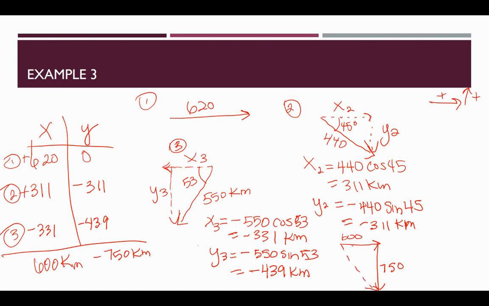And then I'm also trying to find what angle south of east I am measuring that from. So I use the Pythagorean theorem. I have 600 squared plus 750 squared, and I take the square root of it, and that gives me the 960 kilometers. That's the magnitude. And then in order to find this angle right here, I'm just going to use tangent. So the inverse tangent of opposite over adjacent, 750 over 600, gives me the angle theta, which is 51 degrees.